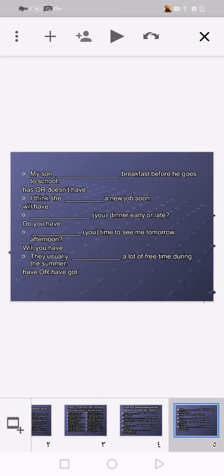Next: I think she blank a new job soon. "She will have", because "soon" indicates future tense. It will be "will have a new job soon". I think she will have a new job soon. Blank you dinner early or late? It will be "do you have dinner early or late".